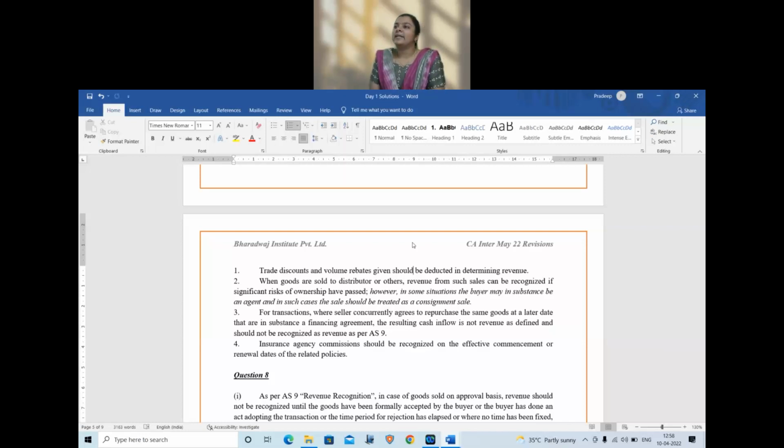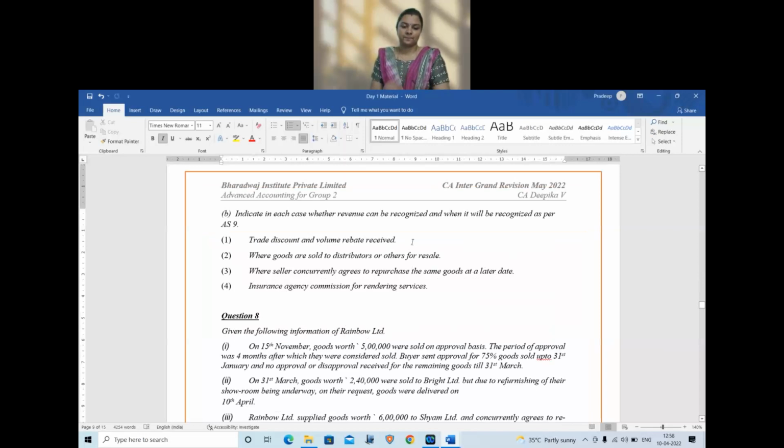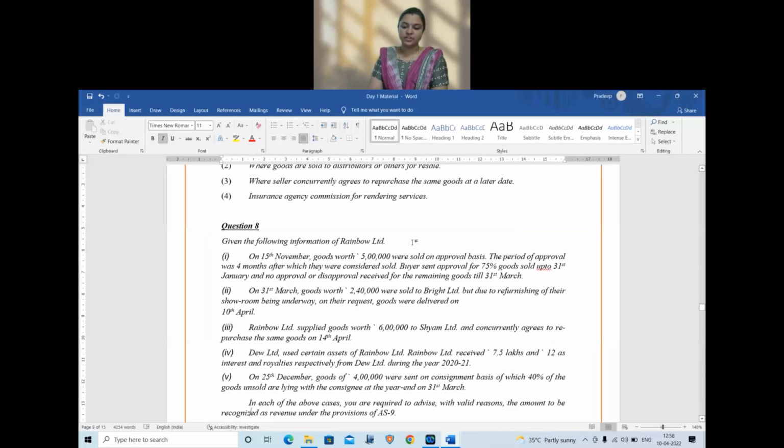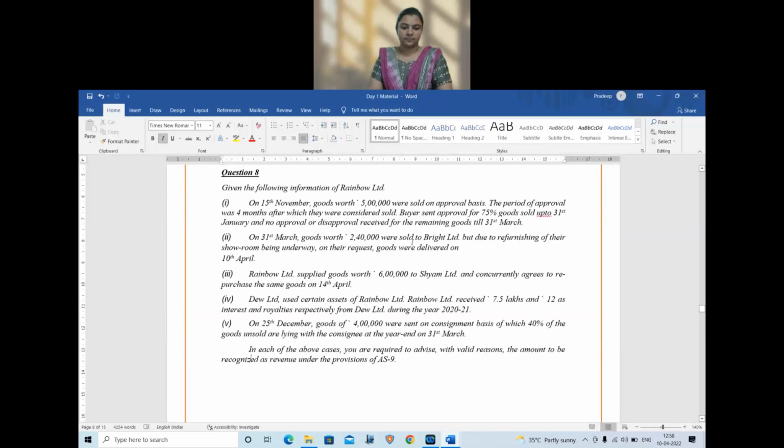Question number 8. Shall we? Okay. Given the following information of Rainbow Limited. On 15th November, goods worth 5 lakhs were sold on approval basis. Period of approval was 4 months, after which they were considered as sold. Buyer sent approval for 75% of the goods up to 31st January and no approval or disapproval for remaining goods.